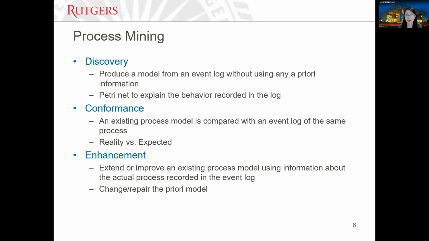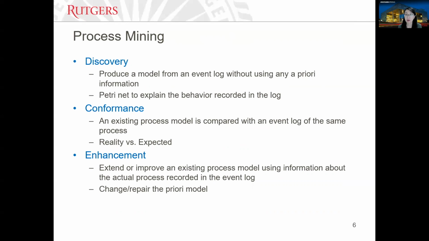Process discovery takes an event log and produces a model without using any a priori information. It produces a Petri net explaining the behavior recorded in the log. For example, a social network, which shows how people work together in an organization.